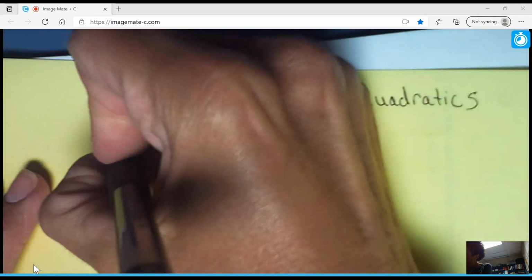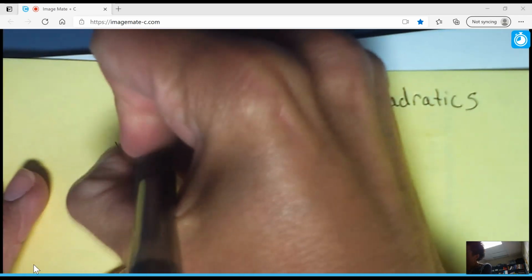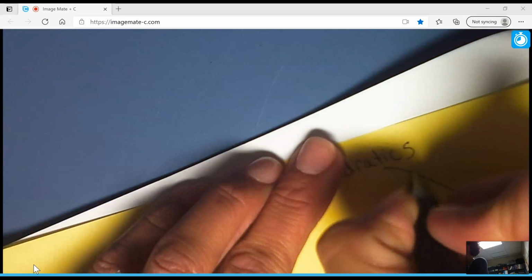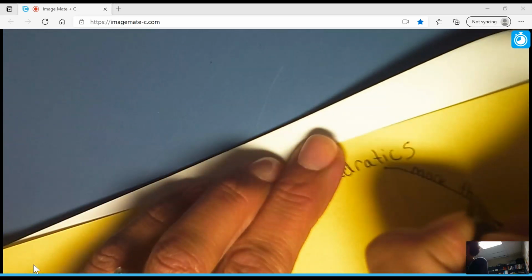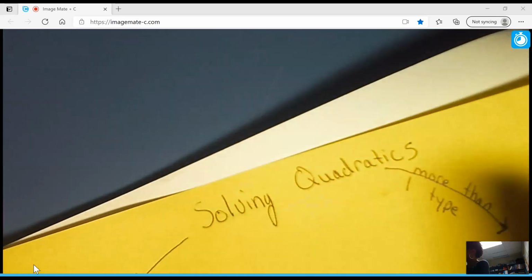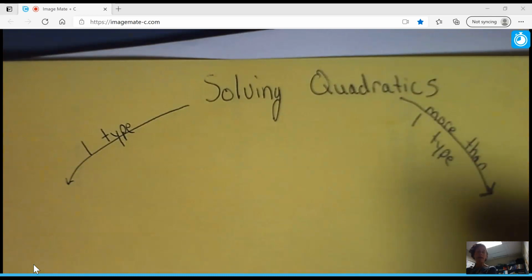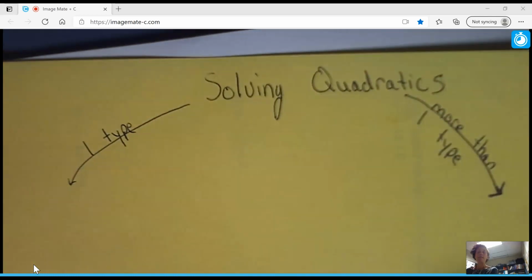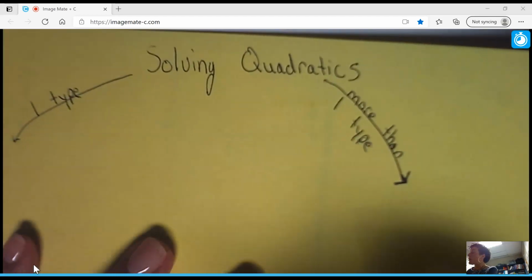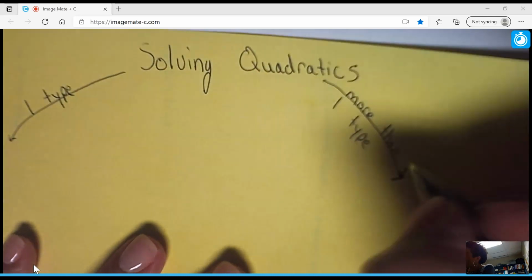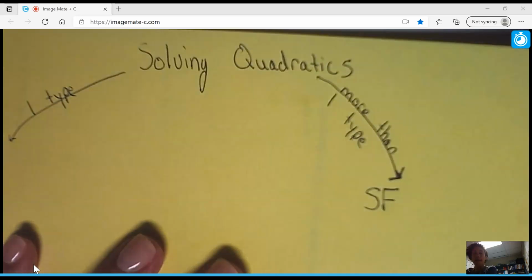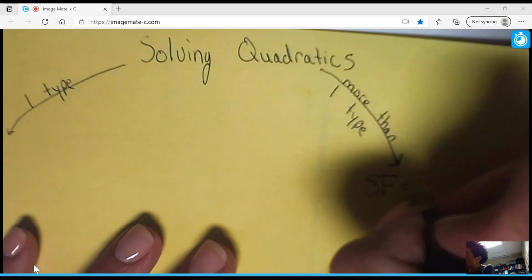So if you see one type of x, you're going to follow a route. But if you see more than one type of x, more than one type, then that'll be a different route. So let's talk about if there's more than one type, because this is what you're going to be most familiar with. Depending on what it is, the first thing you're going to want to make sure is that it is in standard form. That's what SF is going to mean, and that it does equal 0.